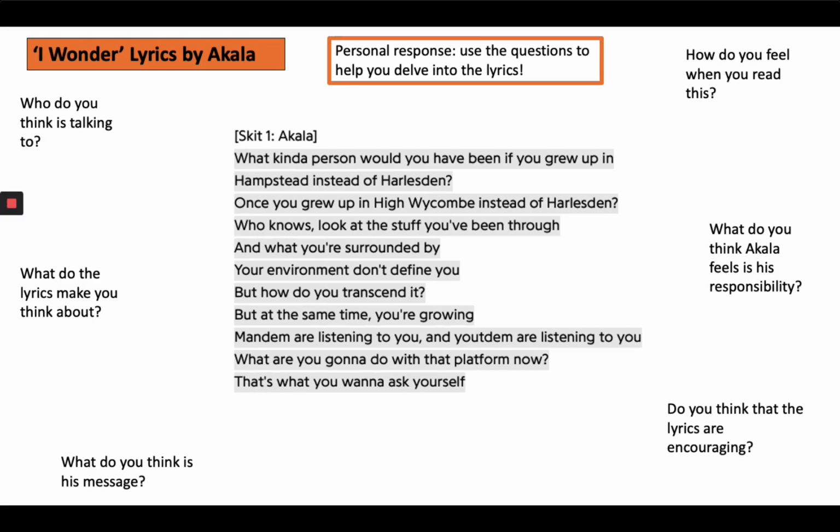Okay? Do you think that the lyrics are encouraging? What are they encouraging his audience to do, to think about? What is he saying is positive that could come out of this? Okay, so pause the video while you work through some of those questions.